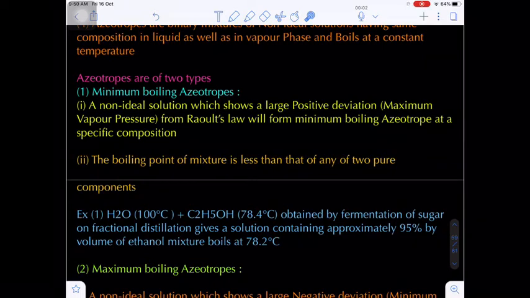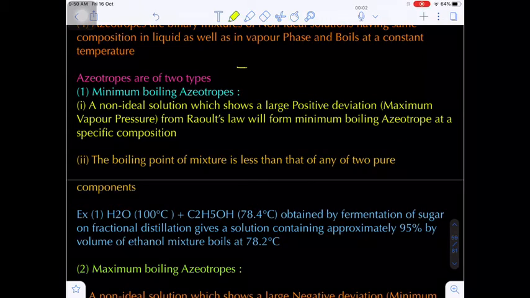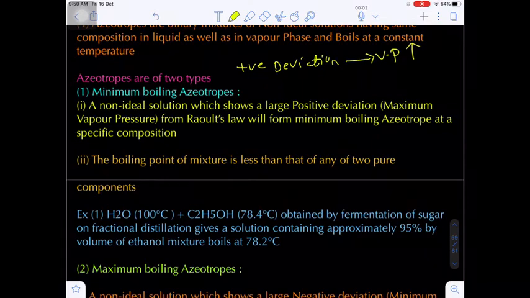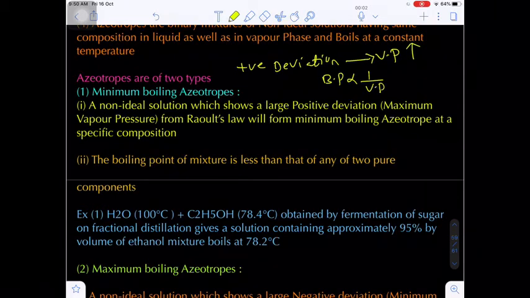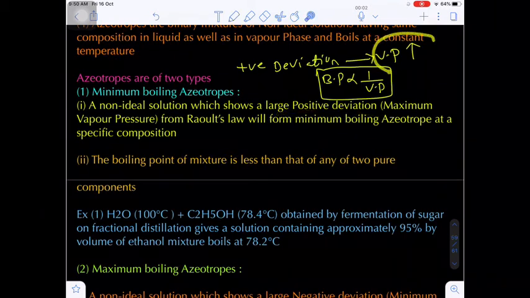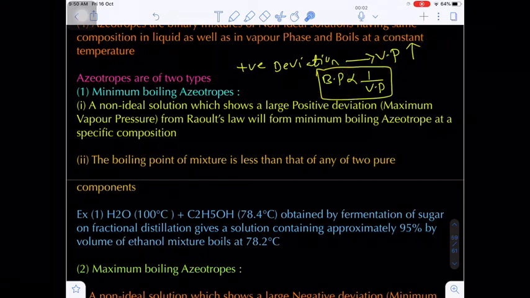Minimum boiling azeotropies are those non-ideal solutions which show large positive deviation. We know in positive deviation, the vapor pressure of a solution increases more than expected from Raoult's law. We know boiling point and vapor pressure are inversely proportional. Those non-ideal solutions showing a large positive deviation from Raoult's law will possess more vapor pressure, then they possess less boiling point. Because vapor pressure increases, boiling point decreases.